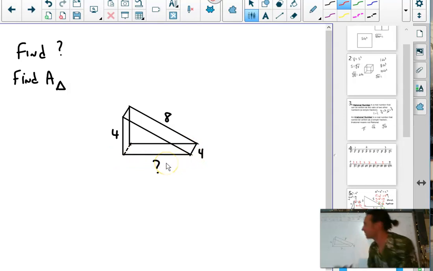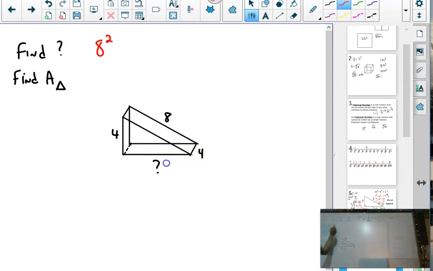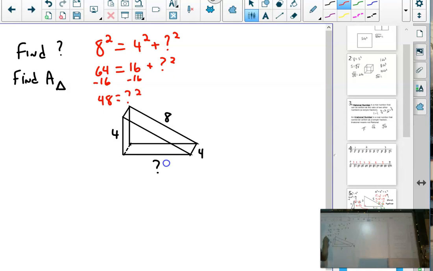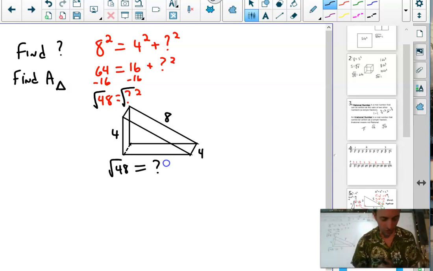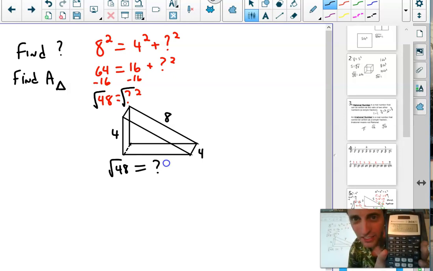Again, what I'm going to do is use my Pythagorean theorem. 8 squared. Notice in this case I put c first. c equals 4 squared plus question mark squared. So that's 64 equals 16 plus question mark squared. Subtract 16 from both sides. 64 minus 16 is 48. 48 equals question mark squared. Take the square root of both sides. And question mark equals the square root of 48. And again, when I put the square root of 48 on my calculator, whoa, I just got the same number.